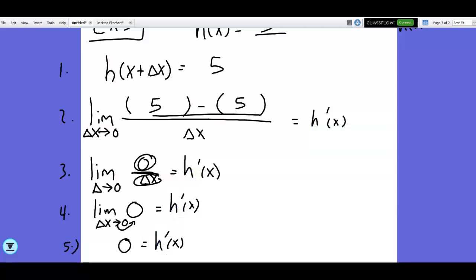Okay. And there you guys have it. So that was the last example. We'll stop there, and we'll wish you guys well on your homework for this evening.